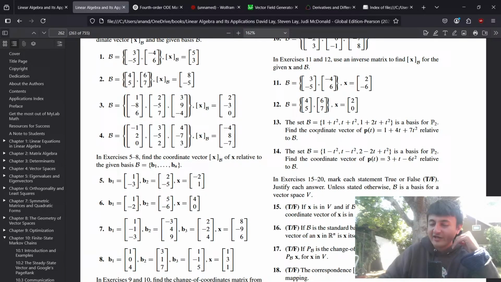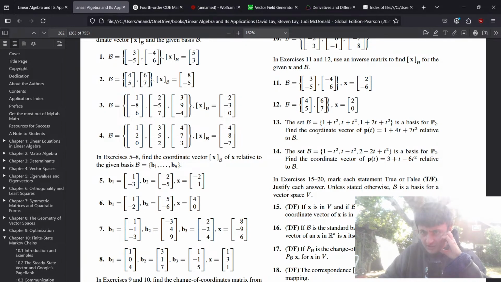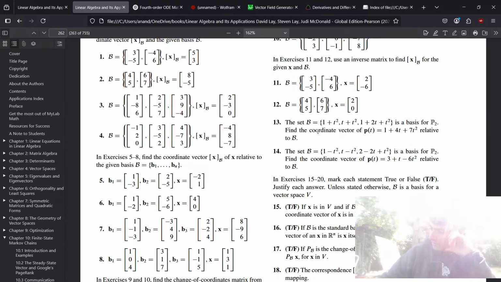There's just something about the fact that it's a different vector space. These vector spaces of polynomials are just more fun. All right, so we're going to write out the matrix. It's going to be 1, 0, 1, 0, 1, 1, and then 1, 2, 1. And then our x is going to be 1, 4, and 7.